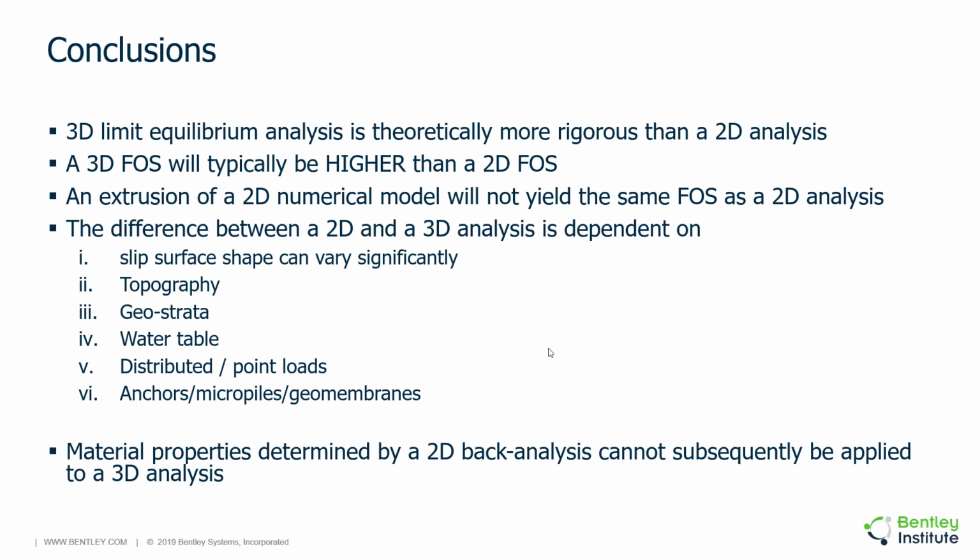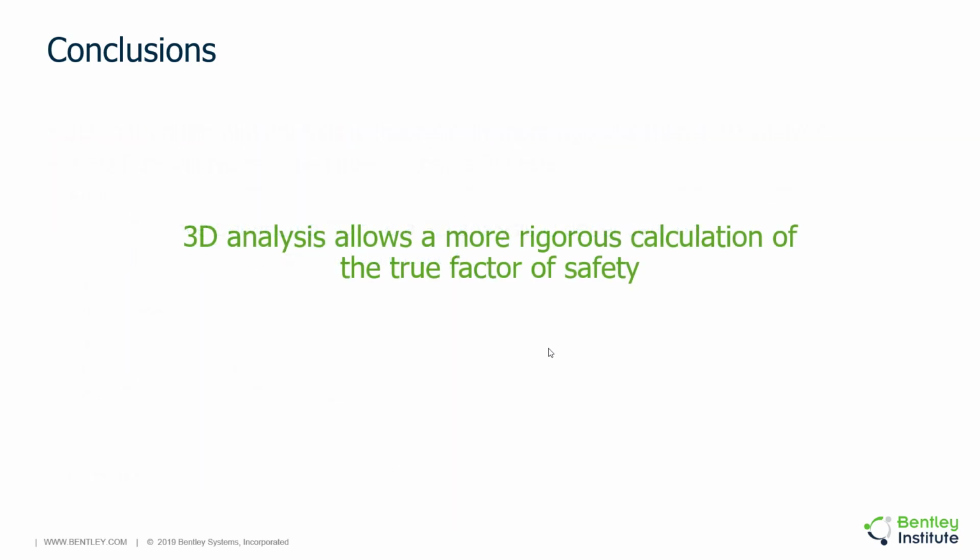And very importantly, material properties determined in a 2D back analysis shouldn't be subsequently applied to a forward analysis. And you should really be doing a three-dimensional analysis for all back analysis studies. So just as a note. So overall, 3D analysis allows for a more rigorous calculation of the true factor of safety.